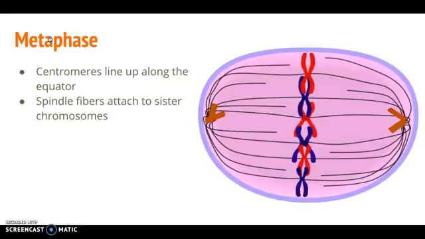The next phase is metaphase, where the centromeres line up along the equator, as you can see, as they go down red, blue, red, blue, red, blue, and the spindle fibers attach to the sister chromosomes. As you can see, there's black lines going to each of the chromosomes in the center, coming from the spindles.